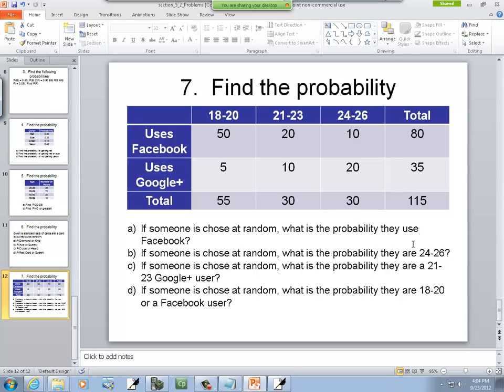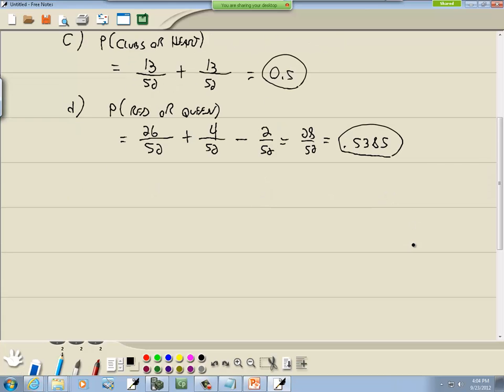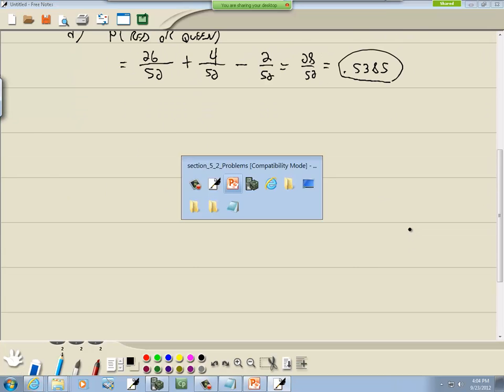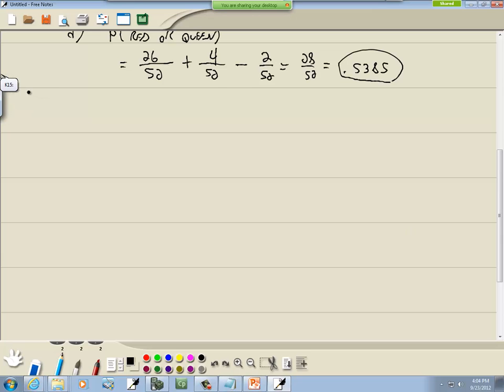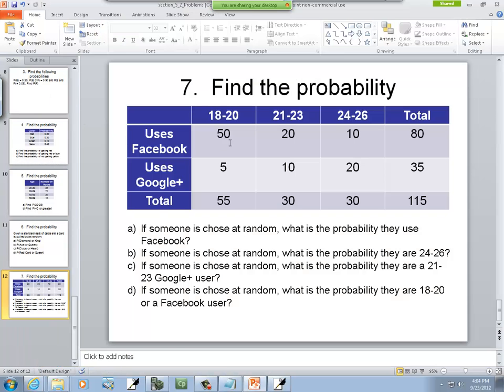Take a look at this problem here. Number 7. Okay, so I came up with a table. This is the age range across here, and then I counted how many use Facebook, how many use Google+, and then I totaled these. For example, this 50 says that for 18 to 20-year-olds, 50 of them use Facebook out of the sample I did. For 21 to 23, 23 of them use Facebook, 5 of them use Google+, and so forth.